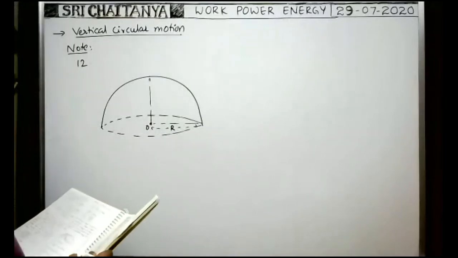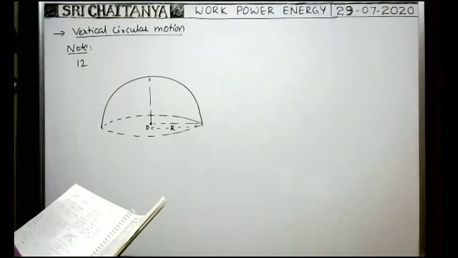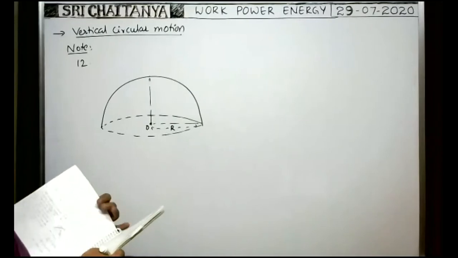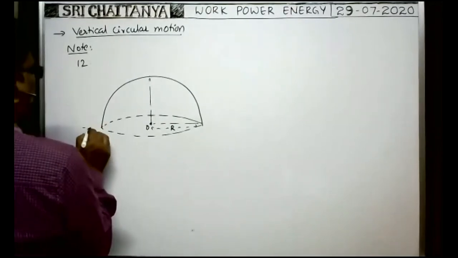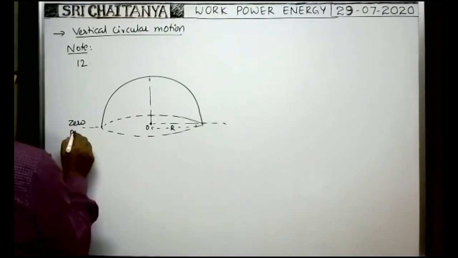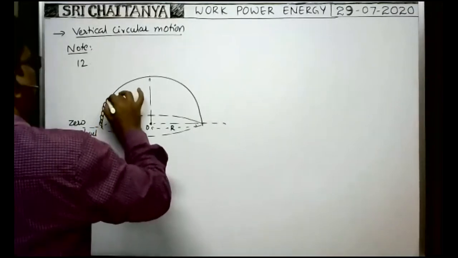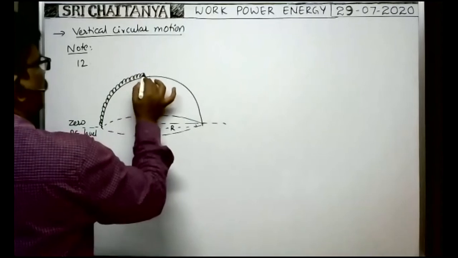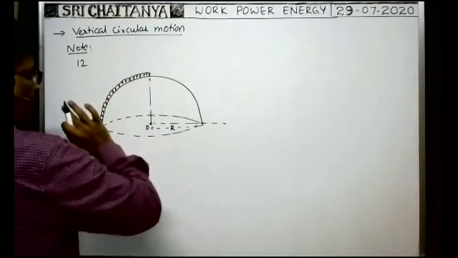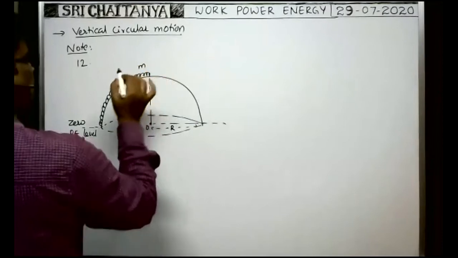Here the chain of mass m is kept on the hemisphere as shown in the figure. Then potential energy of the chain with respect to the reference level with zero potential energy level. Here actually zero potential energy level means ground. One chain is kept on the hemispherical surface like this, so that the length of the chain is equal to 1/4 of the circle here. The mass of the chain is given small m.